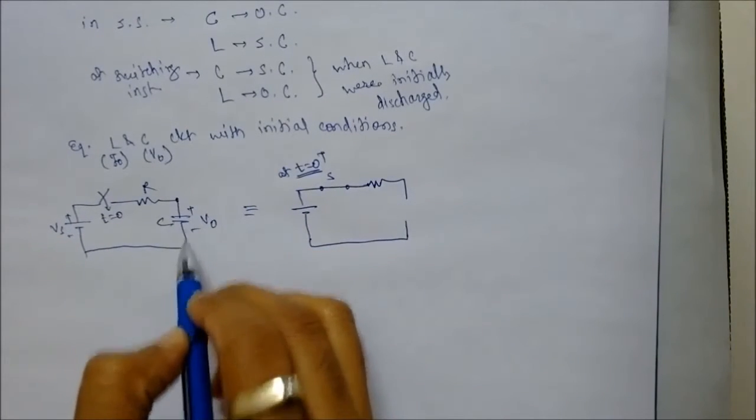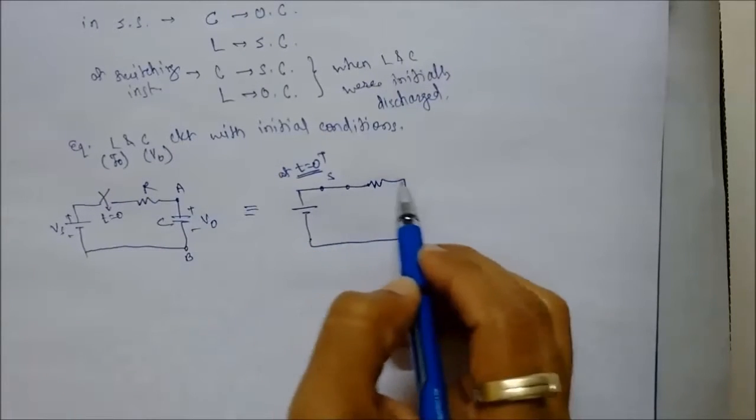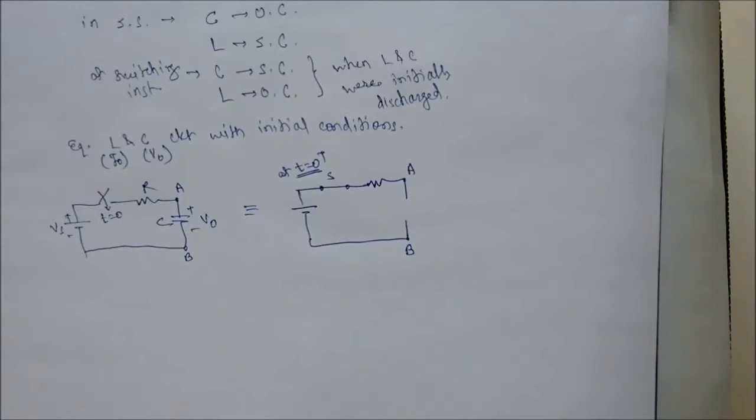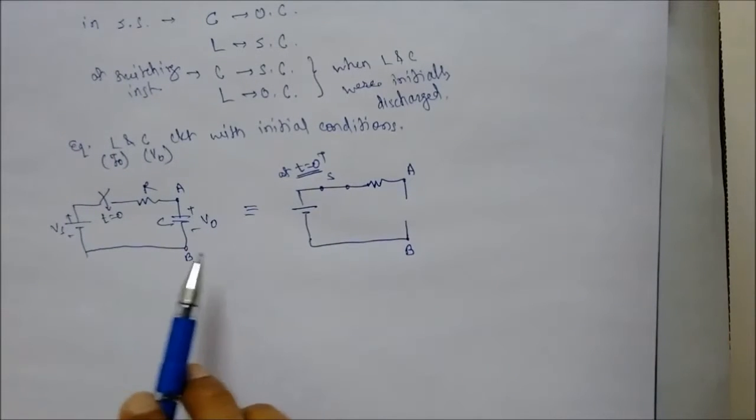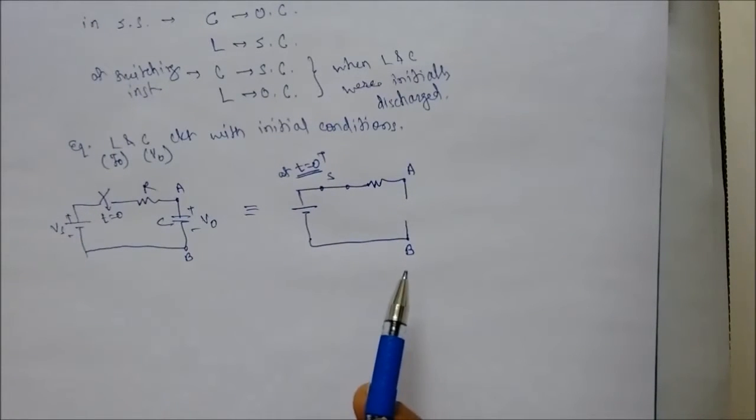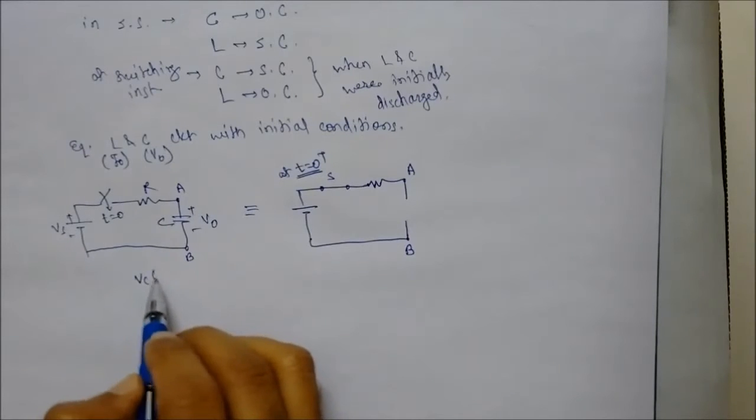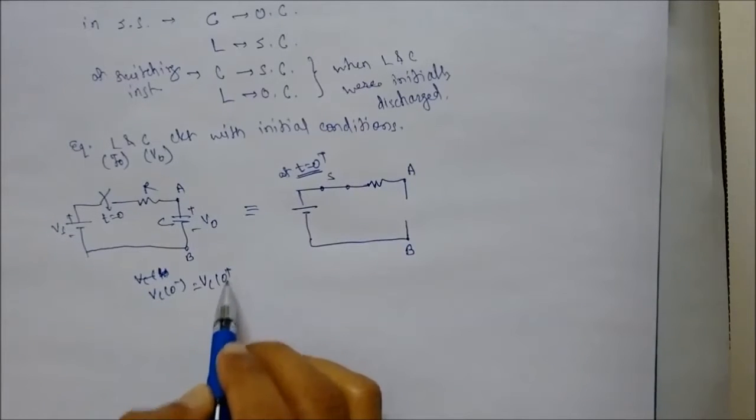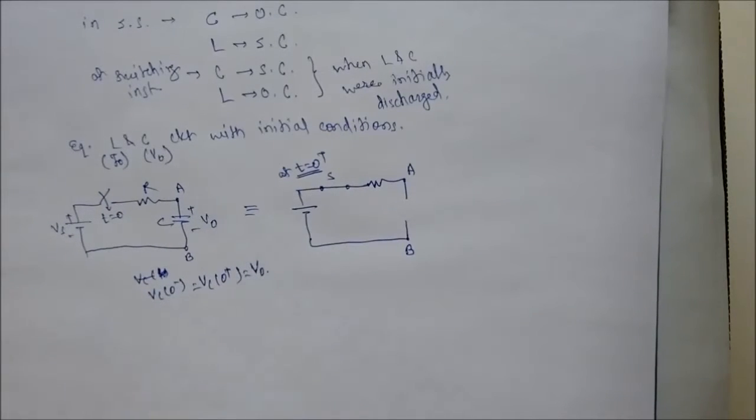Let's say these are A and B nodes. So the voltage across the capacitor has to be the same at t equal to 0 minus as well as t equal to 0 plus. That means Vc at t equal to 0 minus is equal to Vc at 0 plus, that is equal to V0, right?